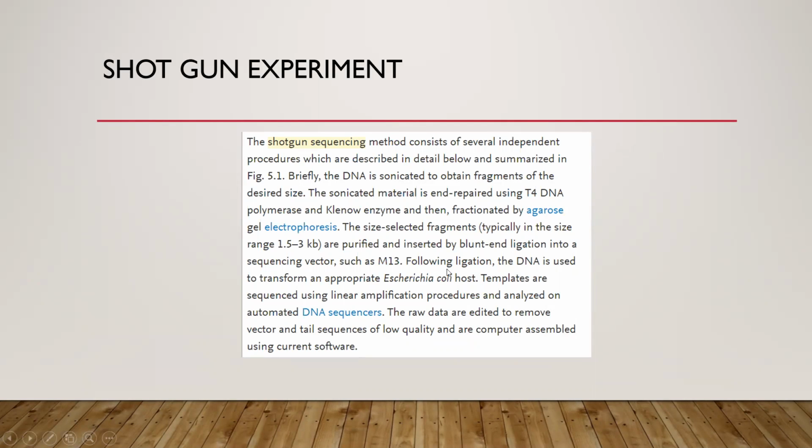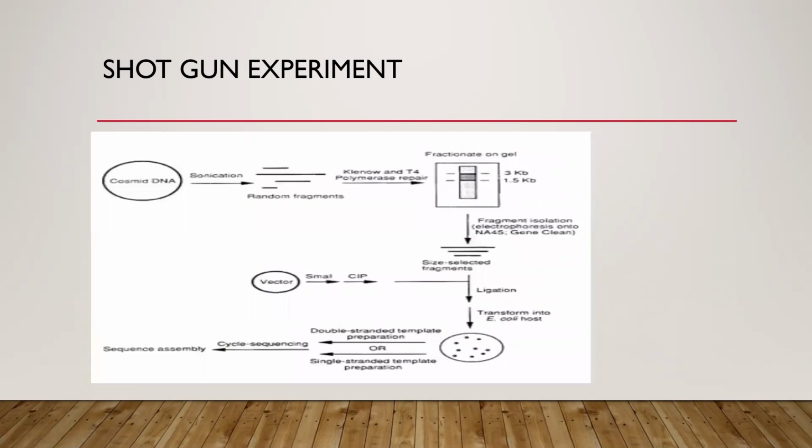Okay, look at here. Following M13 ligation, the DNA is used to transform an appropriate Escherichia coli host. Okay, do you understand? Transform into the E. coli host. Okay, the laboratory conditions you maintain will be applied to the bacterial species, the E. coli species. The recombinant plasmid is transformed into the E. coli species.